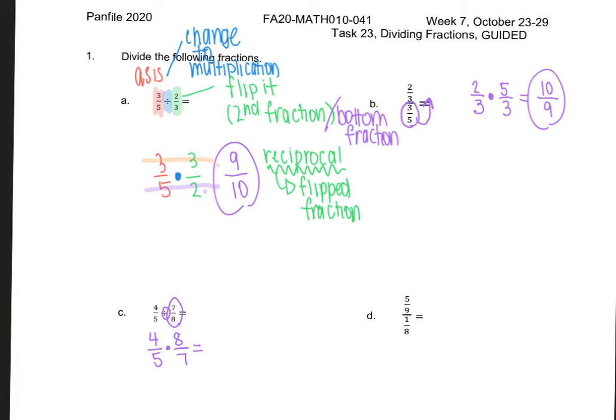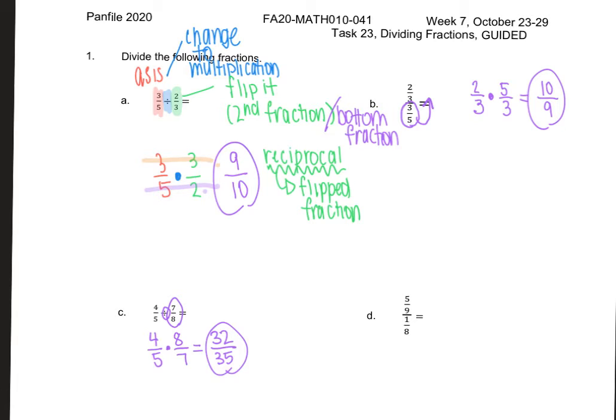We multiply straight across. So we get 32 over 35. Neither of those are divisible by any common factors. So we are done. And we've talked a lot about how to tell if there's a common factor. You can go back and watch previous videos to see any of those methods.